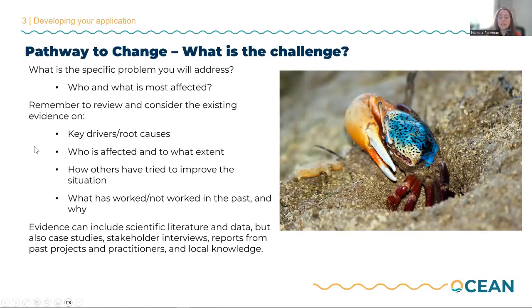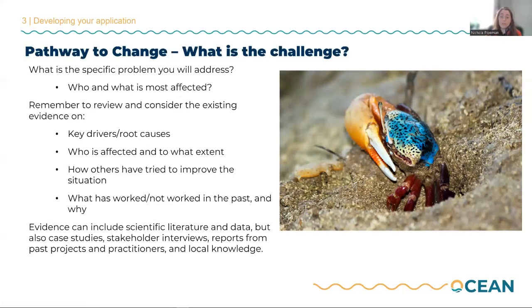So just a note on evidence here. This can include scientific literature and data, but it also can include case studies, past evaluation reports, stakeholder interviews, reports from past projects and practitioners, and integrate local knowledge.